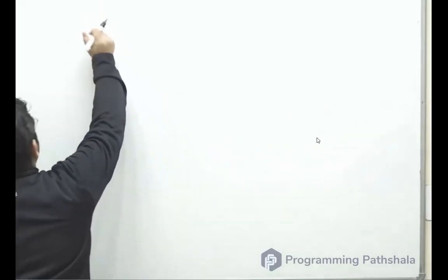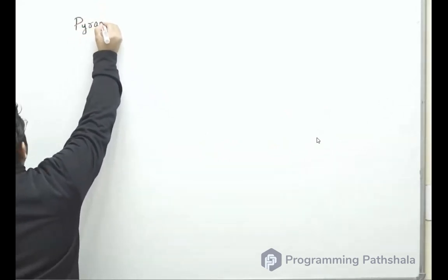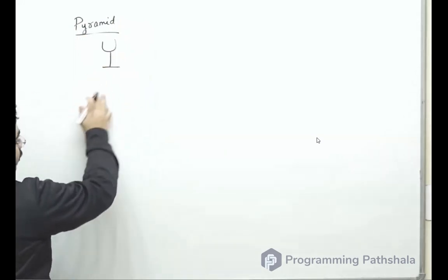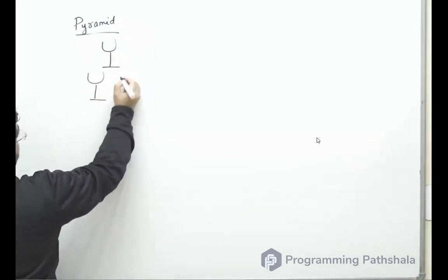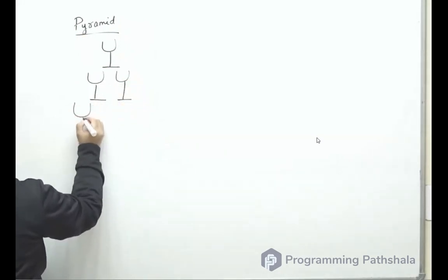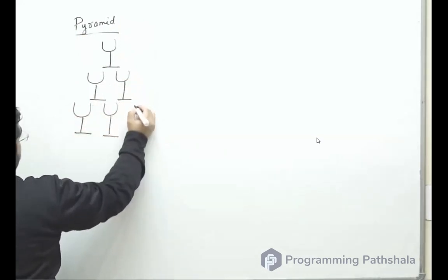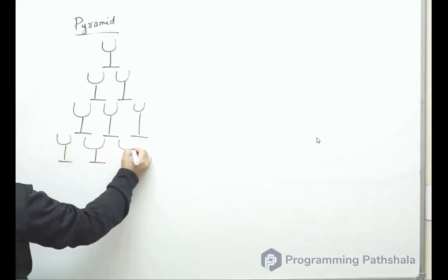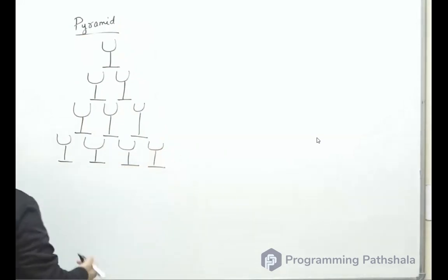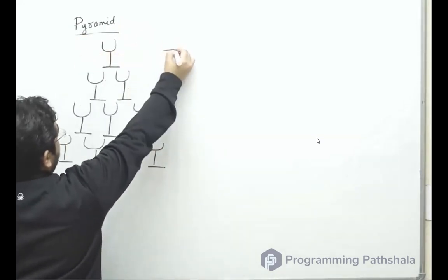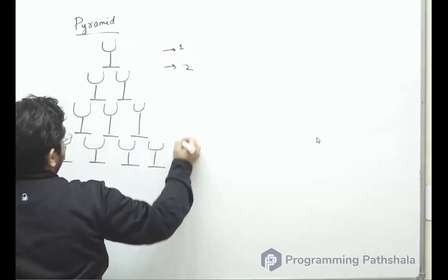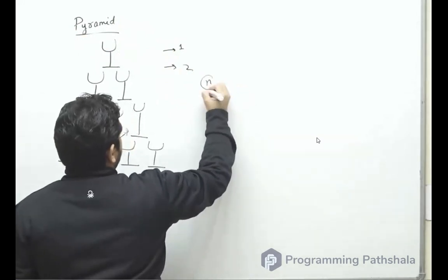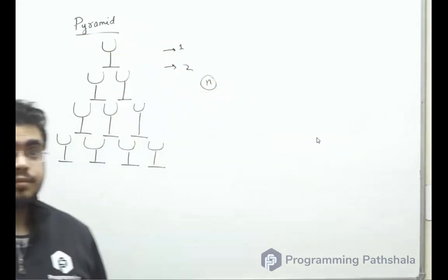So let's take up the pyramid question first. I'll repeat the question. Let's say there is a pyramid of glasses, like this. The first row has one glass, the second row has two glasses, then 3, 4, and 5, and so on. So there are n rows of glasses, right?